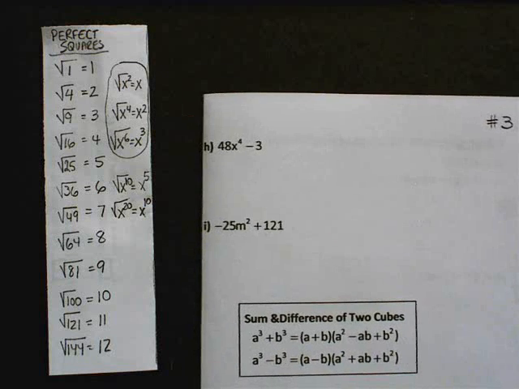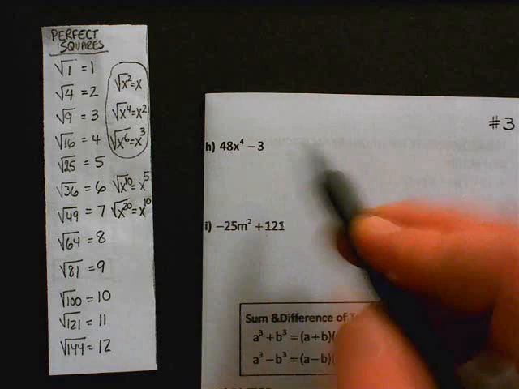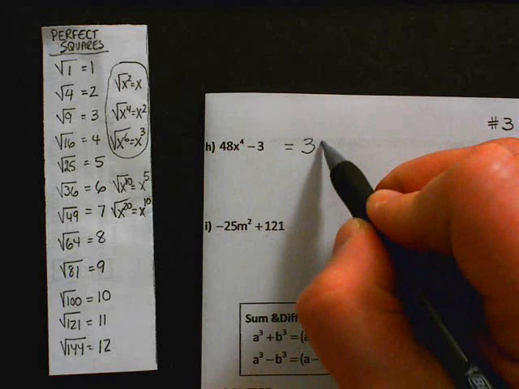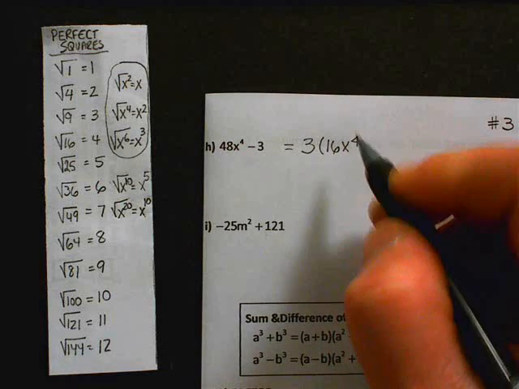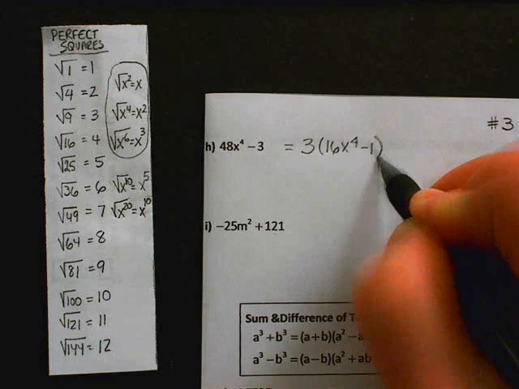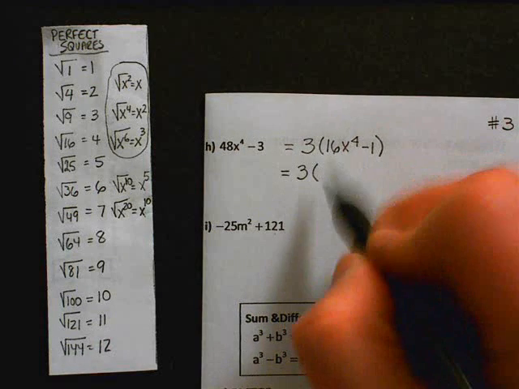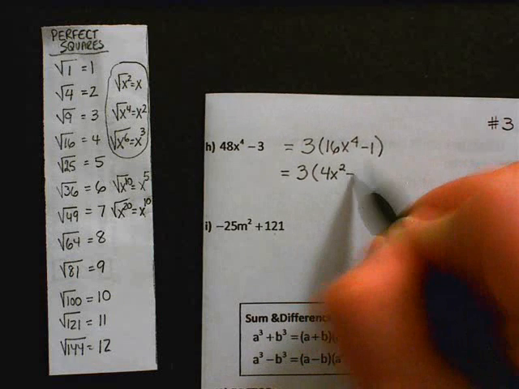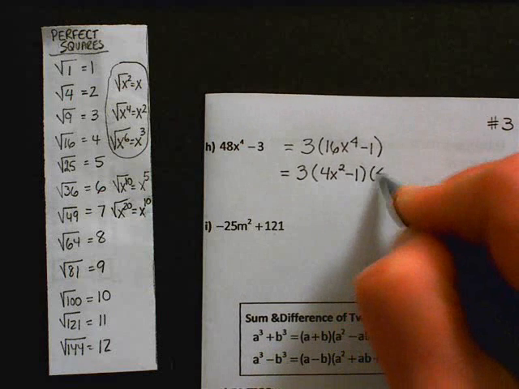Again, what can I factor from these two? I can factor out a 3. So that means the 48x to the 4th becomes a 16x to the 4th, and 3 divided by 3 is negative 1. Copy the 3. The square root of 16x to the 4th is 4x squared, minus the square root of 1, which is 1. And then copy again 4x squared, but this time put a plus.